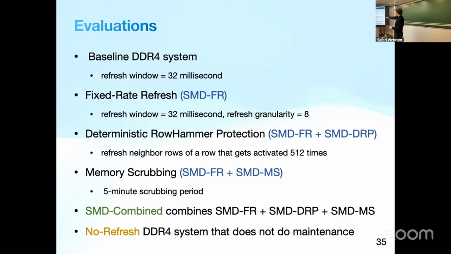Then we have the same with memory scrubbing and an SMD combined configuration, which just combines all of these. So that would, in practice, be something we could actually work with as it has all of these maintenance operations. We also see that they used a DDR4 system that does not have to do any maintenance and is therefore a theoretical bound as to how good it can get.